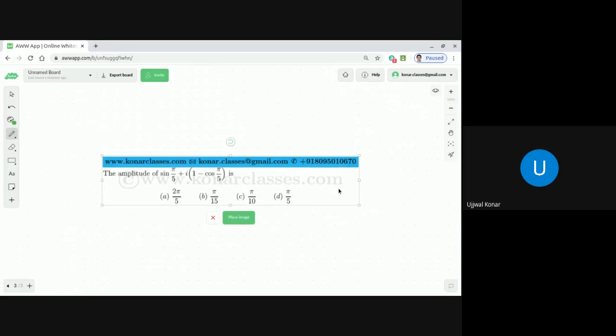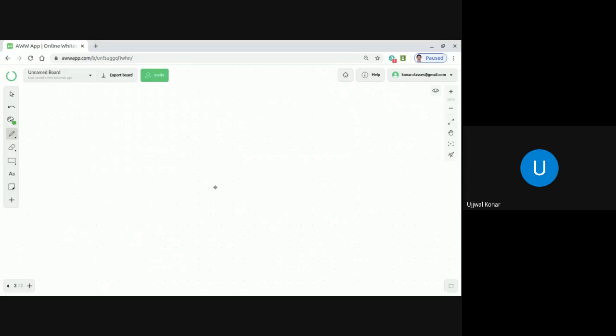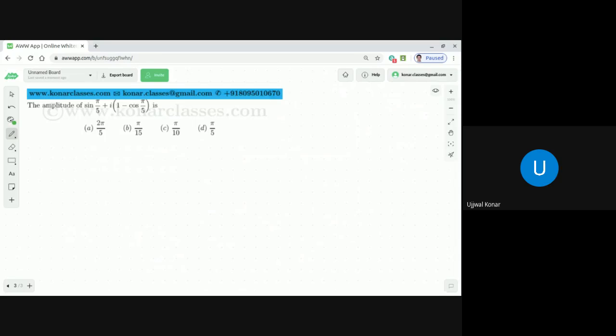As you see, dear students, the question is that we need to find the amplitude of this complex number. What is that? Sine pi by 5 plus i into 1 minus cos pi by 5. You need to find the amplitude of this complex number, and you can start doing it, and do let me know. You can take some time, a minute or so, to find it out, and I'll also help you.